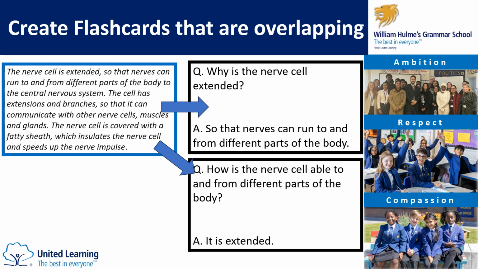Finally, we want to overlearn each item of knowledge. So not only do we ask why the nerve cell is extended, but we also ask how it's adapted to move and travel around the body, eliciting the answer, it is extended. This is what we call overlapping, or posing questions in both directions.